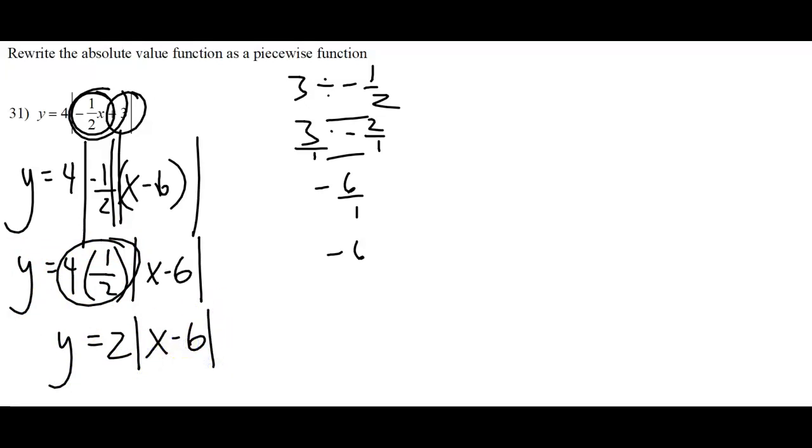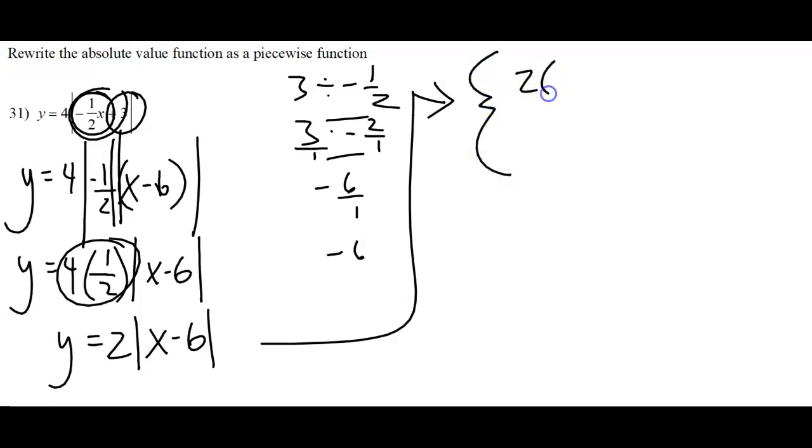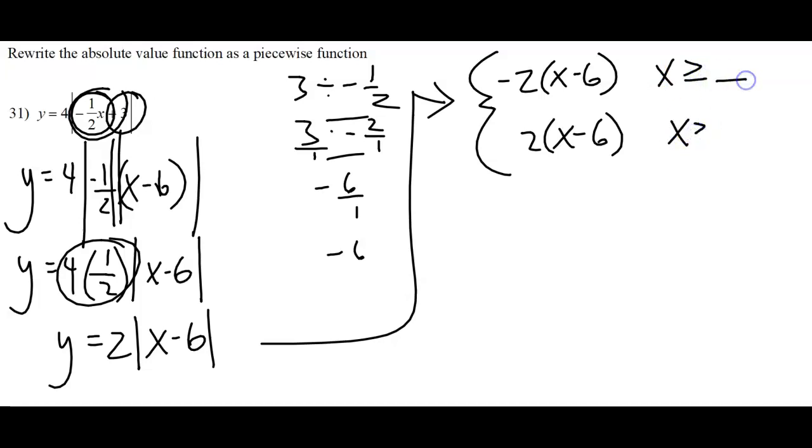Now I'm ready to rewrite it as an absolute value function. I'm sorry, not as an absolute value function. I'm going to rewrite it as a piecewise function. So we rewrite the function twice with parentheses instead of absolute value bars, and we change the sign of the one on the top. This is always the same, but the number that goes here is whatever's right here, but the opposite of it. So it's going to be a positive 6.